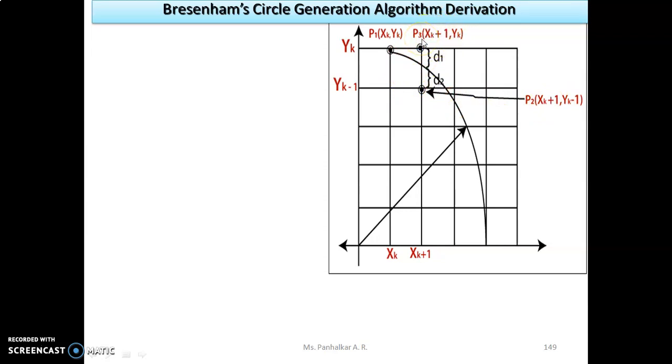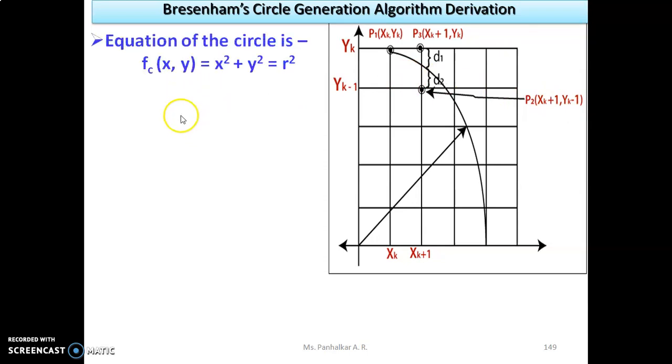Now this is very important terminology. In P3, y remains the same, but in P2, y is decreased by 1. So xk must be increased by 1, but yk either remains the same or is decreased for the selection of the next pixel. Now our aim is to find the decision parameter and derive the equation for the Bresenham circle drawing algorithm.